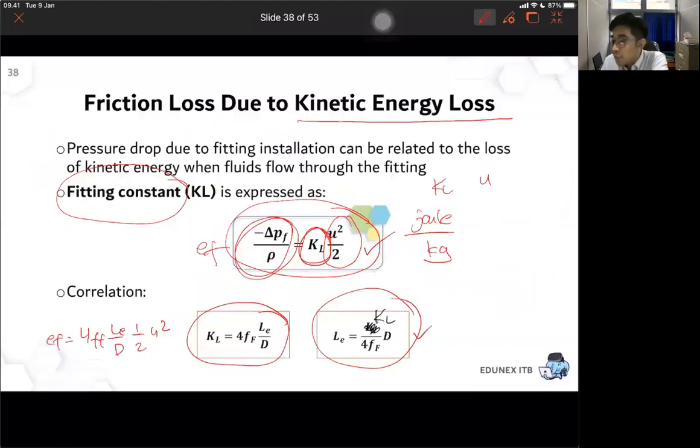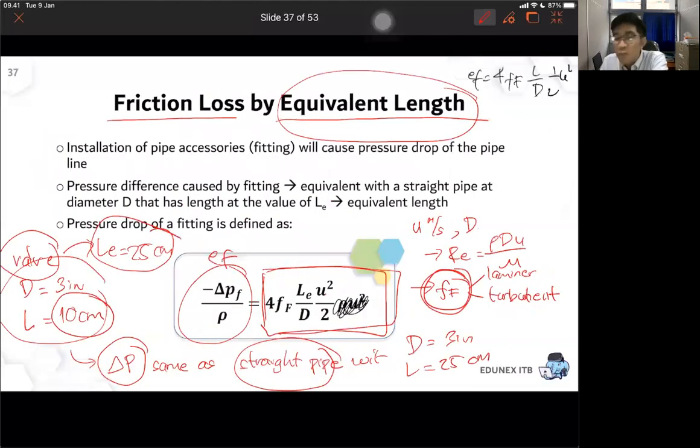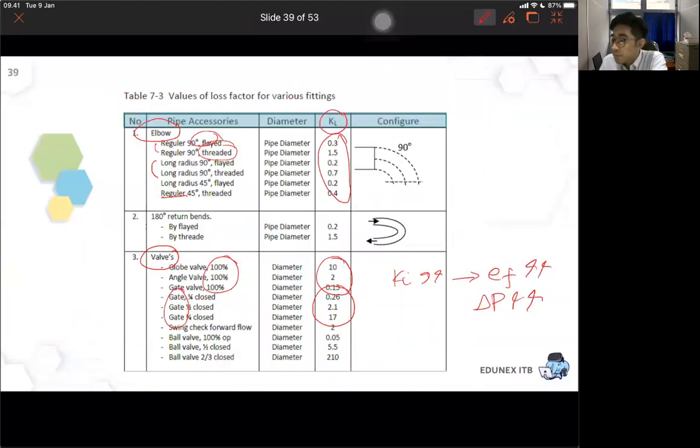Same concept with the equivalent length. If the fitting has a higher equivalent length, then it will cause higher EF or higher pressure drop. Okay? Any question until this part?